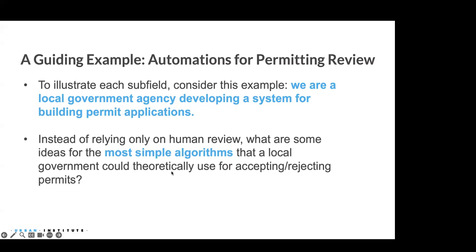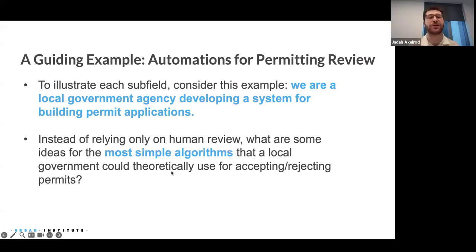Before we do that, I want to start with a thought experiment. If we were to come up with an automated building permitting system, not relying only on human review, I'm curious what folks here think are some of the most simple steps, algorithms, or, not a perfect system, but the biggest heuristics or overarching rules that a local government could use for accepting or rejecting permits. I can give folks 30 seconds or so to put things in the chat, or if you want to raise your hand. I'm already seeing one example, which I think is right on.